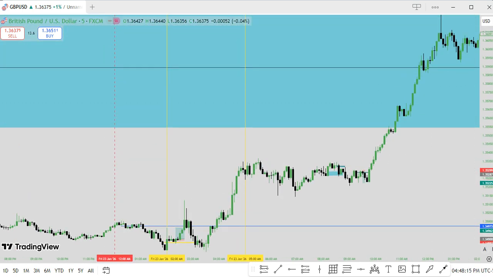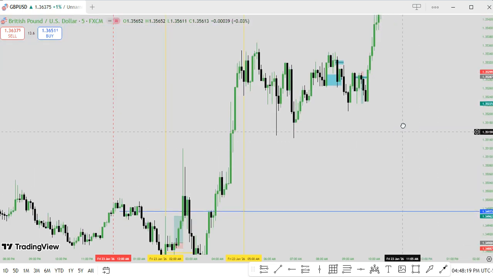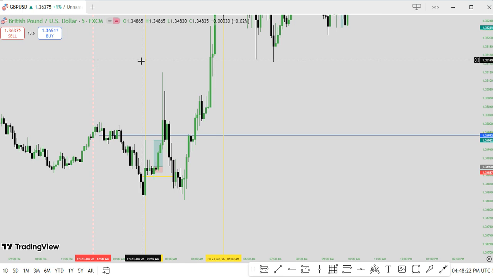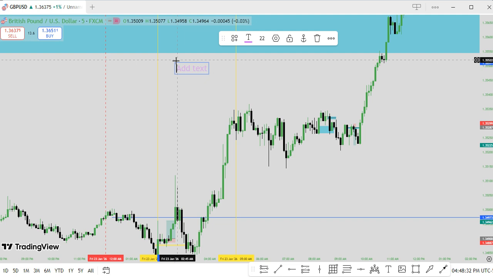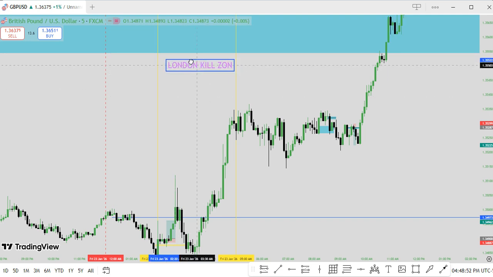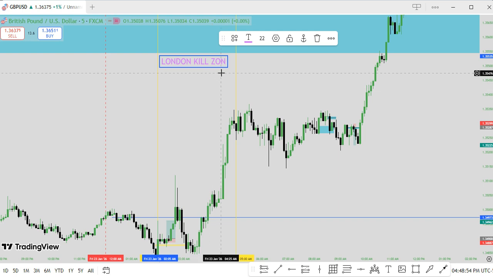So from here to here is London Fusion. You can see it. From 2 o'clock a.m. to 5 o'clock a.m. is London Fusion. So what do you think happens here? That is what I want to break out.